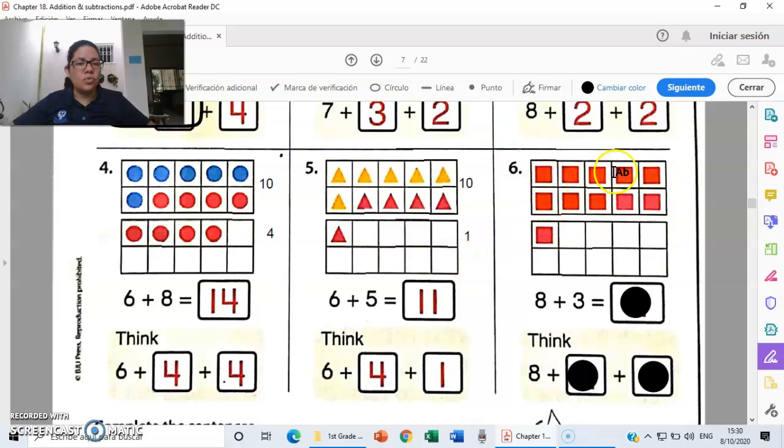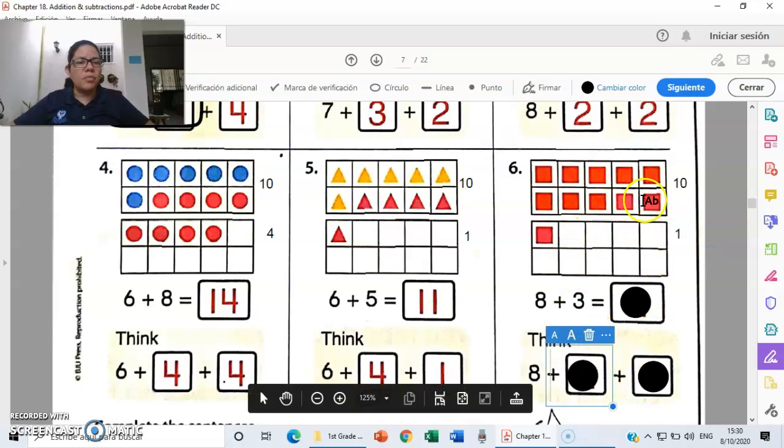1, 2, 3, 4, 5, 6, 7, 8. You got 8 here. And then say plus 3. Okay, so you start adding 1, 2, 3. Okay, this group is 10. And then I have 1 here again.